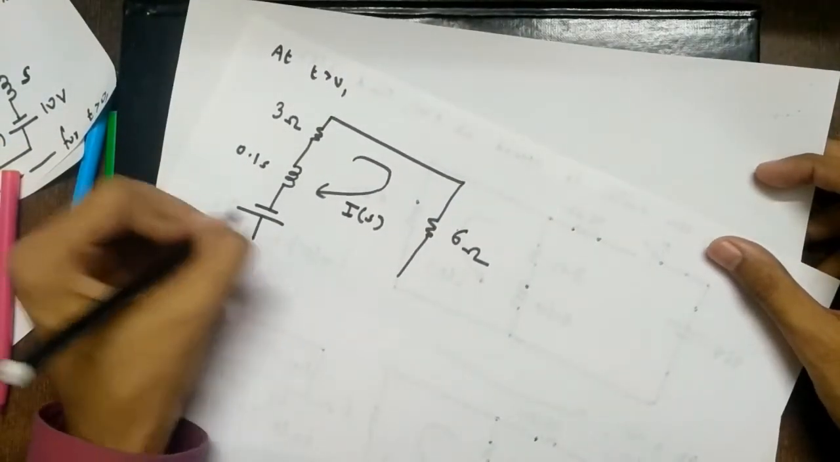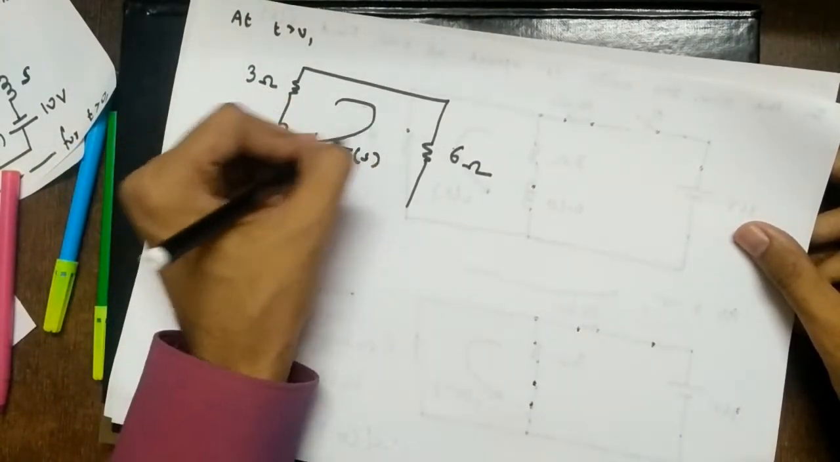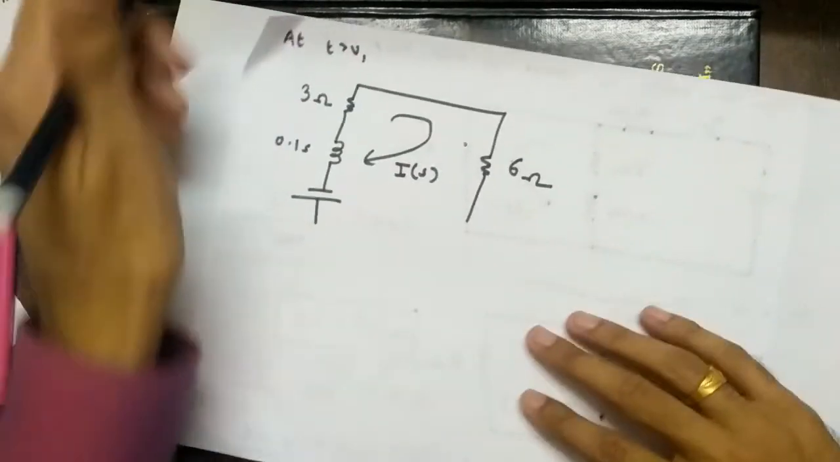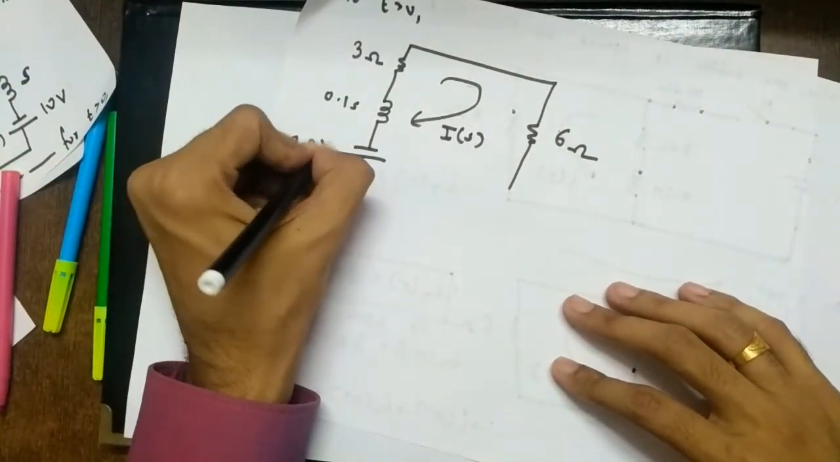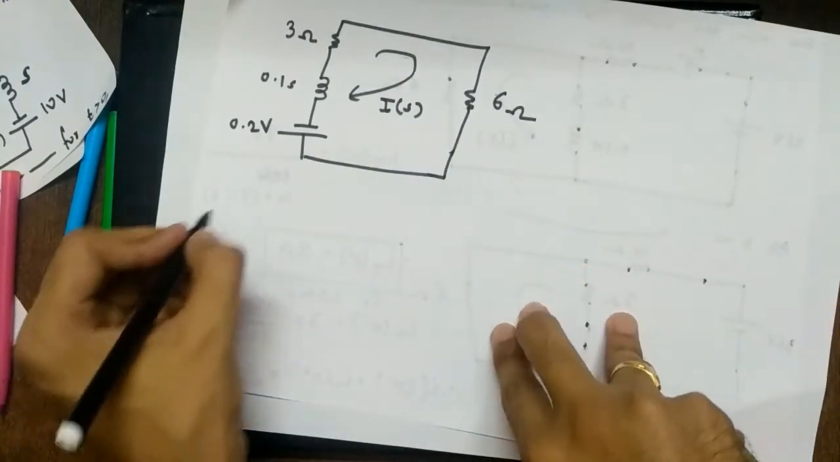Don't forget the polarity is like this, because again the current is going downwards. This is not the inductor current, remember. What is the inductor current? It is what we have taken here, so it is going downwards only. So the positive polarity will be downwards, and this is 0.2 volts. The network is complete. Now you can apply KVL.